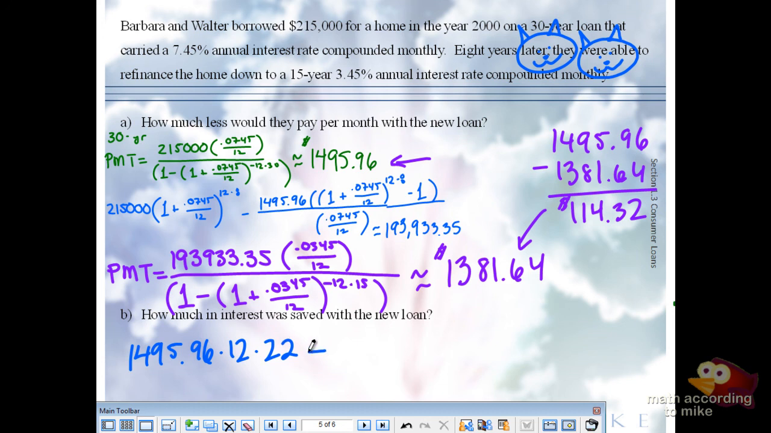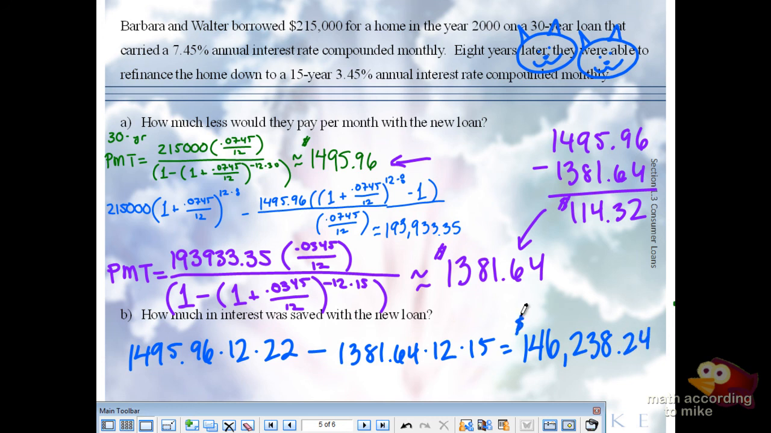Minus, they're now going to pay $1381.64 12 times a year for 15 years. So if we subtract the two, this is how much interest they saved. $146,238.24. That's how much they saved by refinancing.